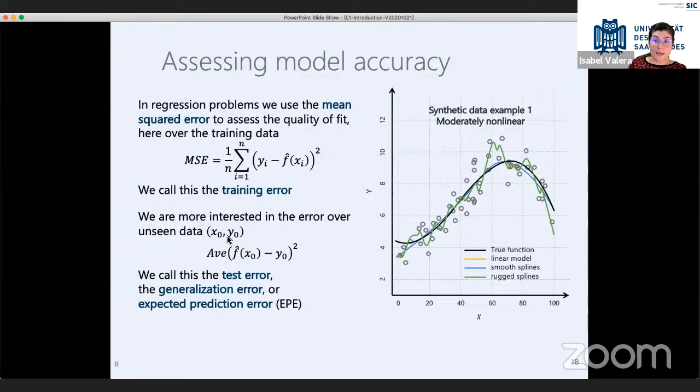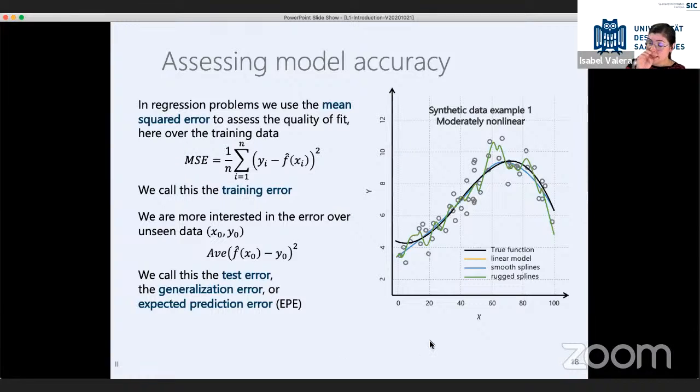Right? So now I get a new sample x0 that I didn't use to train the model to find this f hat, and I want to see how well this f hat does on this unseen data. Basically, this is what we call the test error, also generalization error or expected prediction error. I usually call it test error because it's shorter, but all these terms are usually equivalent.